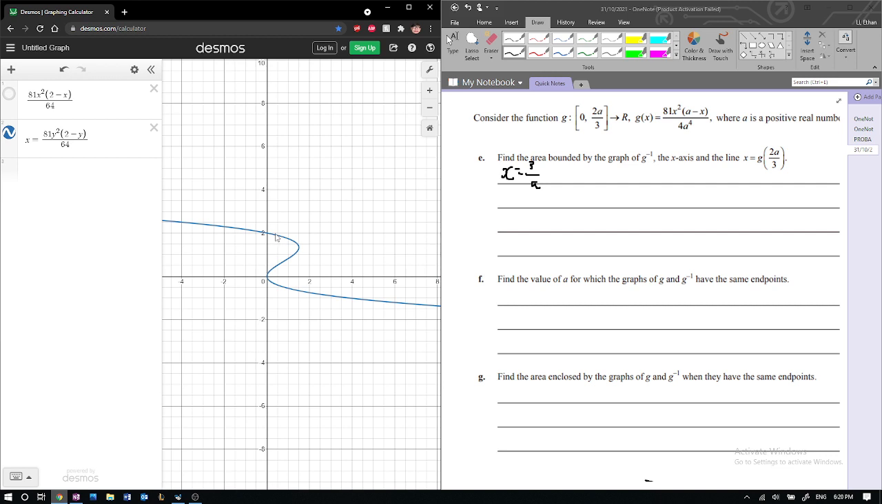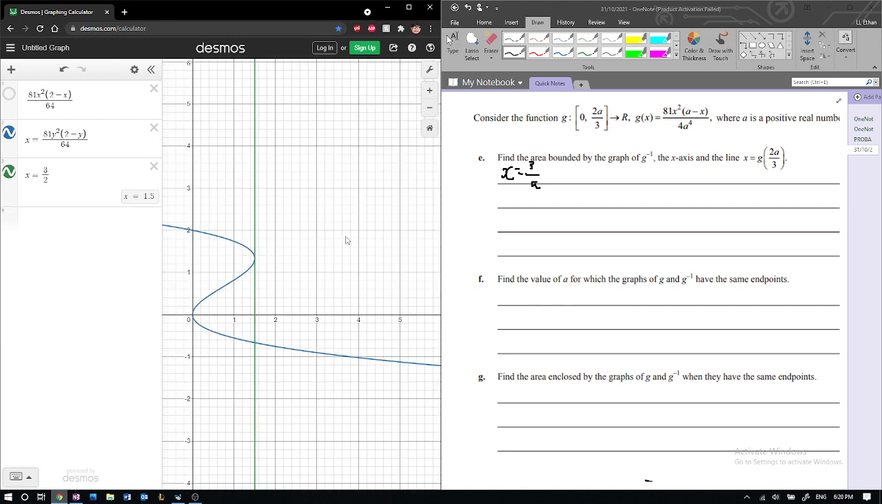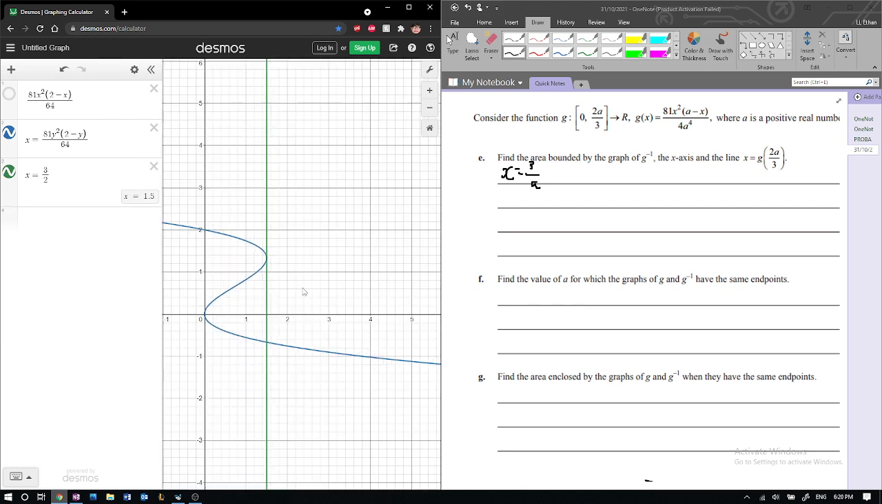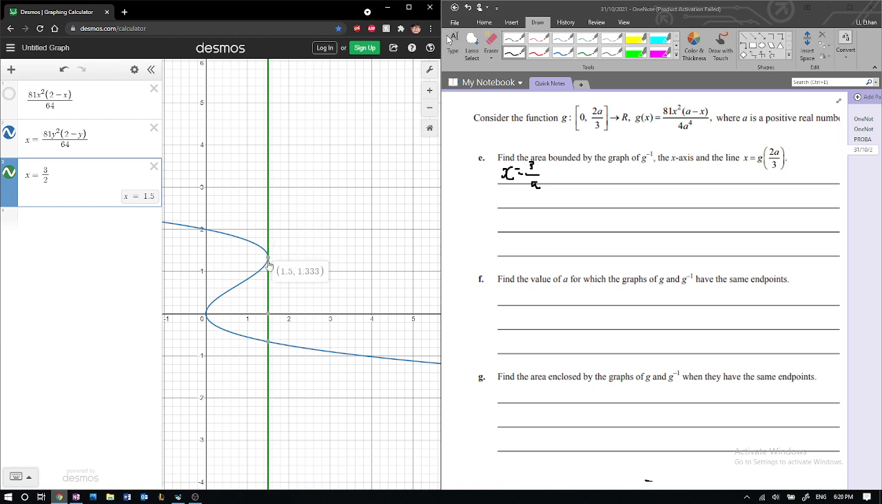area bounded by this, the x-axis, and the line x equals 3 on a, and that's 3 on 2, because we worked out that that's 3 over a. And for this one here, just to see what they look like, I let a equal 2. So it's asking you to find this area.